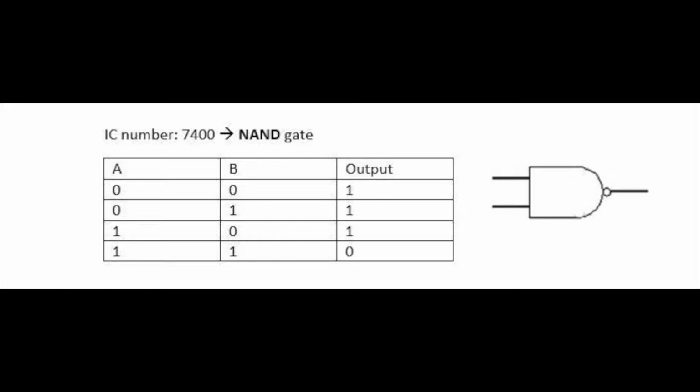The NAND gate operates as an AND gate followed by a NOT gate. The output from a NAND gate is false if both inputs are true, but the output is true if either of the inputs are false or if both inputs are false.